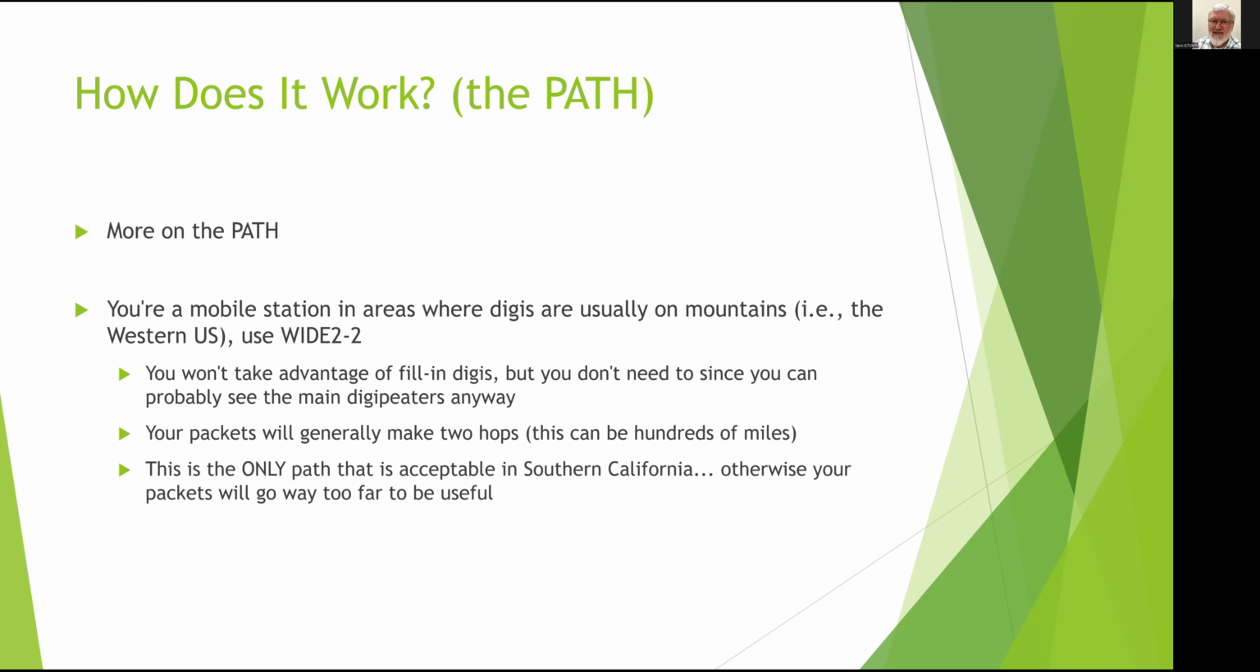Let's say I'm a mobile station where the digis are on mountains, like here. I'm just going to use wide 2-2. I don't need to worry about any fill-in digis, but I still want to get 2 hops out of my packets, right? So I don't have the wide 1-1. So if there's a local digipeater around that's looking for wide 1-1, he won't touch my packet because I didn't put wide 1-1 in there. I put wide 2-2, so the main digipeaters will see me and they'll do up to 2 hops. This is the only path acceptable in Southern California. Otherwise, your packets might go hundreds of miles farther than you want them to.